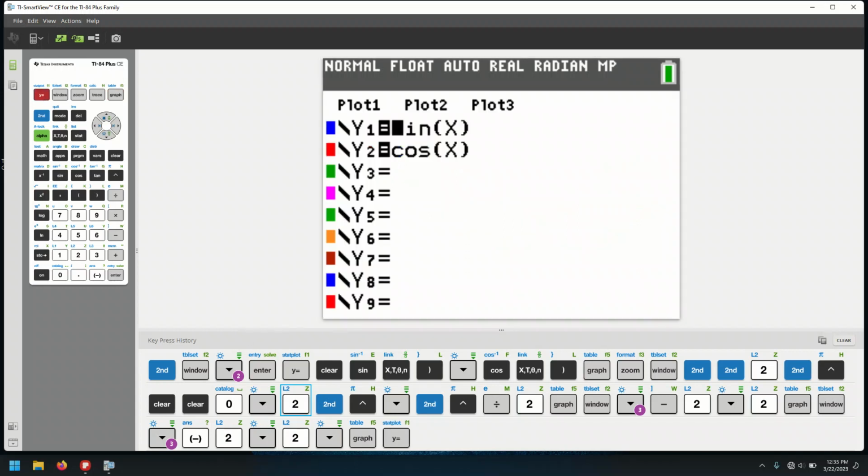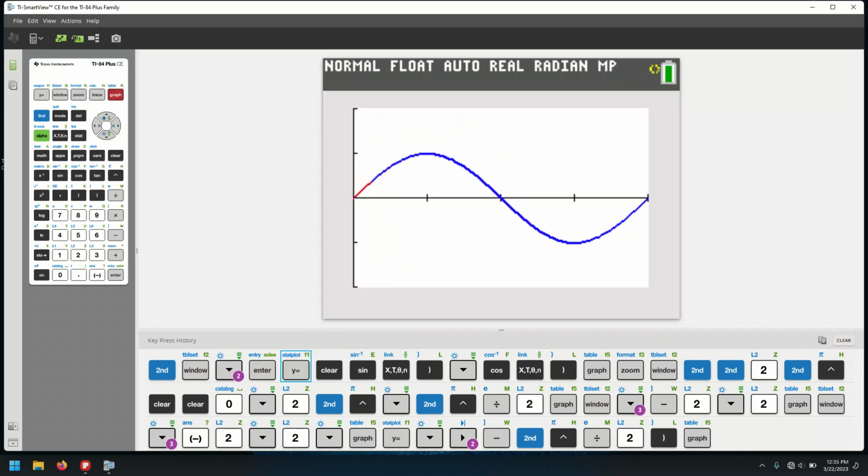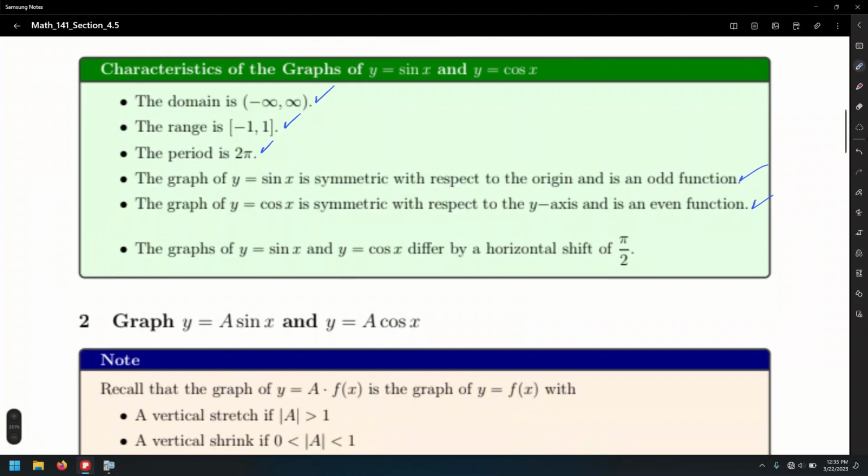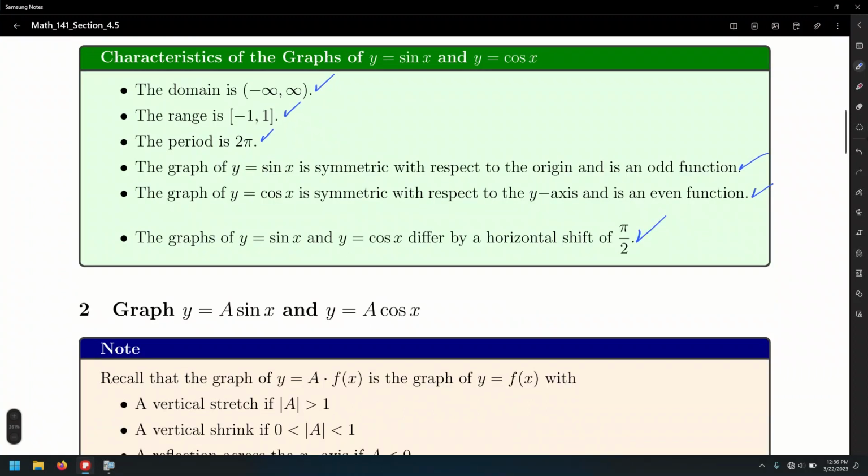We can do a shifting: cosine of x minus pi over 2. Let's shift it to the right pi over 2 units and see what happens. They're going to overlap, because that's the 90-degree shifting in this case. So let me go back to the paper. Let's put a check mark on that one, because we just verified it.